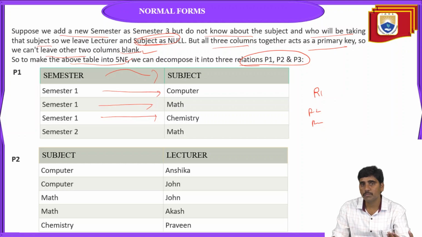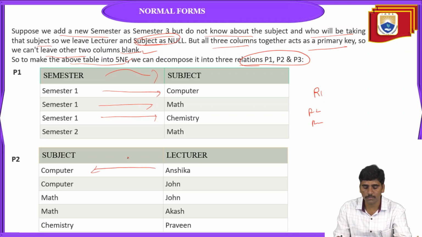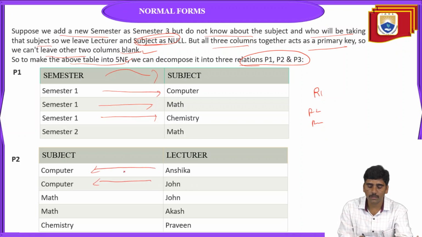So by decomposing all these tables, we can conclude whether the lecturer is suitable to give the lecture on a subject to the semester. So here the subject and lecturer. Anshika is giving the subject computer, John is also taking computer, John is also taking math, Akash is also taking math, and Praveen is taking chemistry.